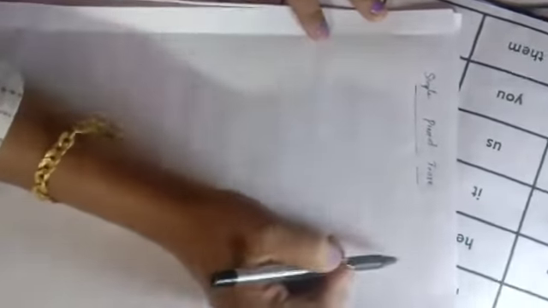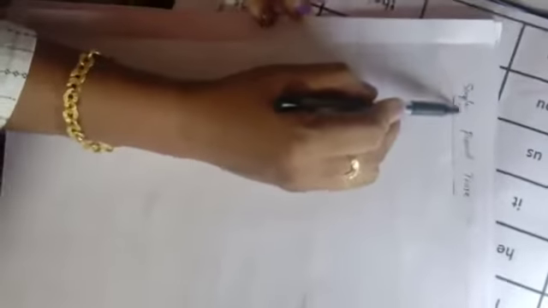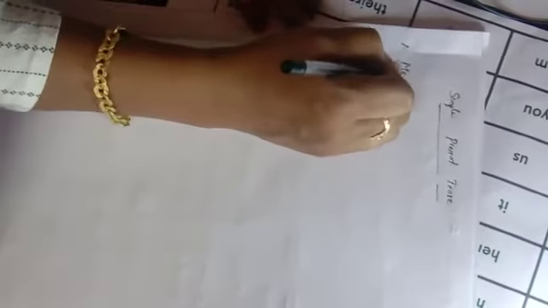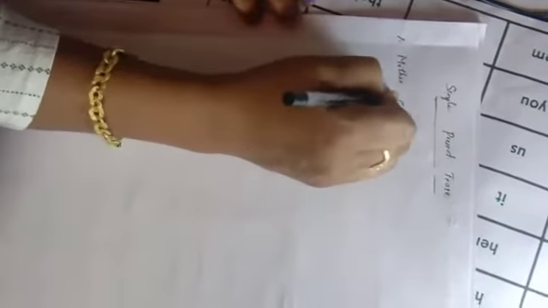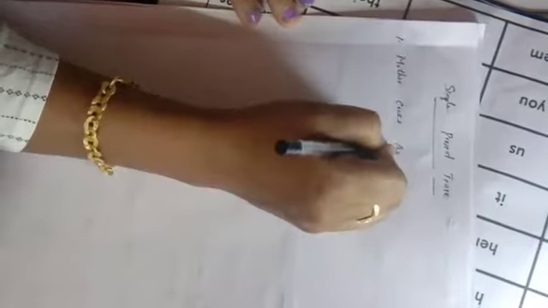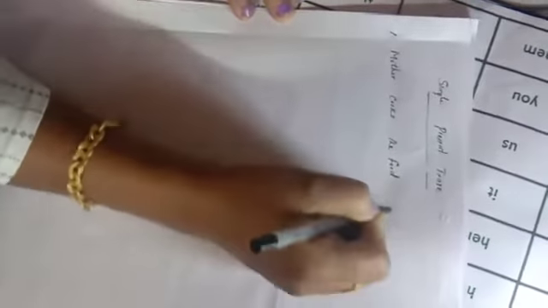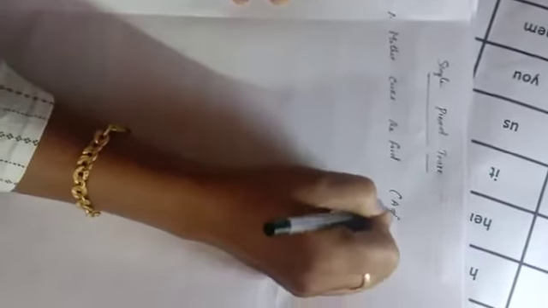Now I'm going to write an example of changing simple present tense from active into passive. How to change a simple present tense sentence into passive format. Okay. First example is: Mother cooks the food. So this is an active sentence in the simple present form.